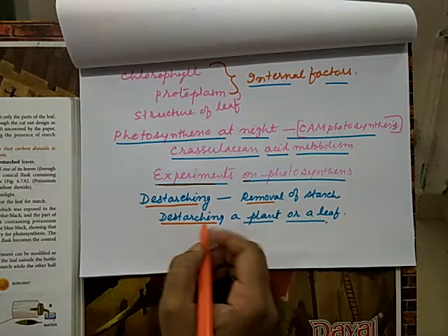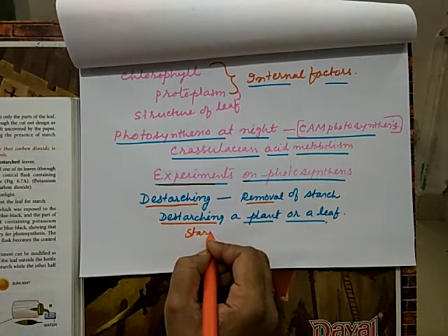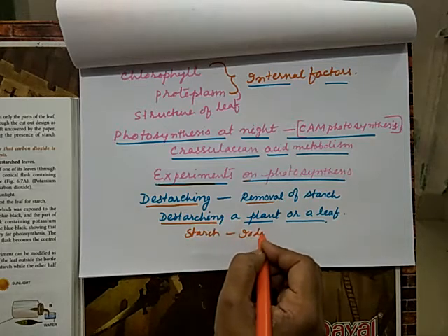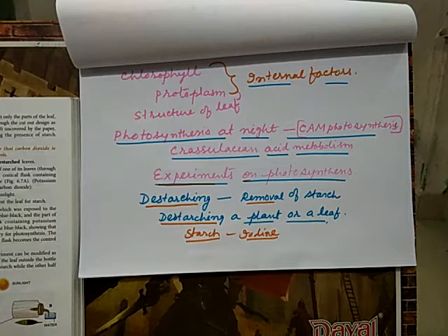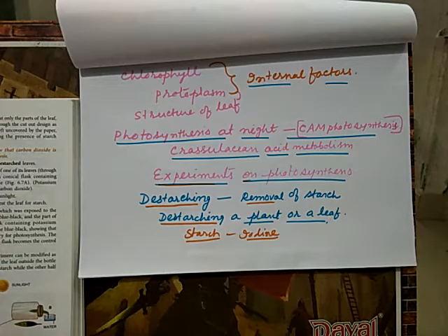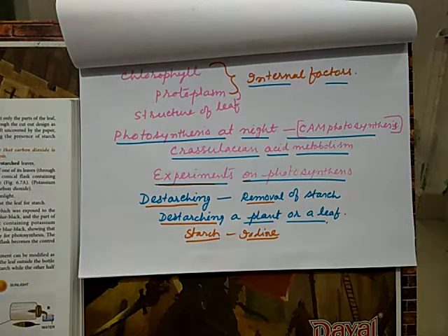The starch test uses iodine solution as the reagent. When we add iodine solution, if starch is present, the solution turns blue-black in color. Normally the solution is brown in color.